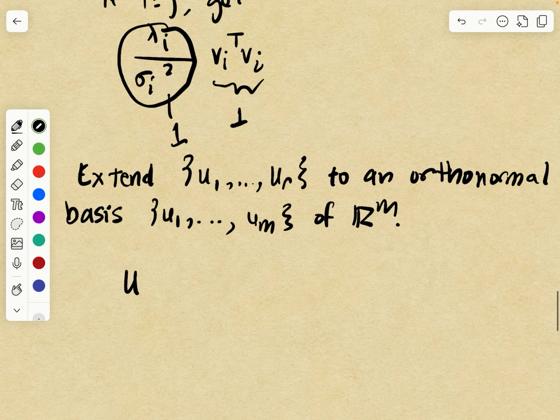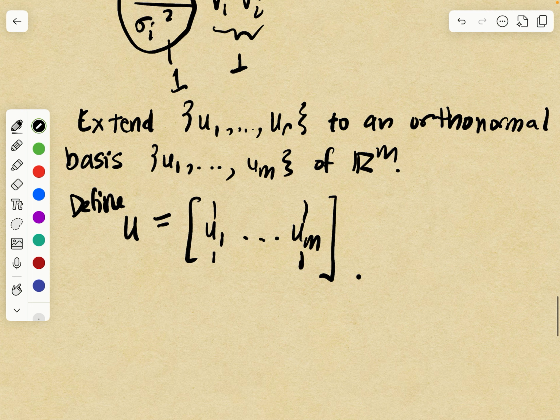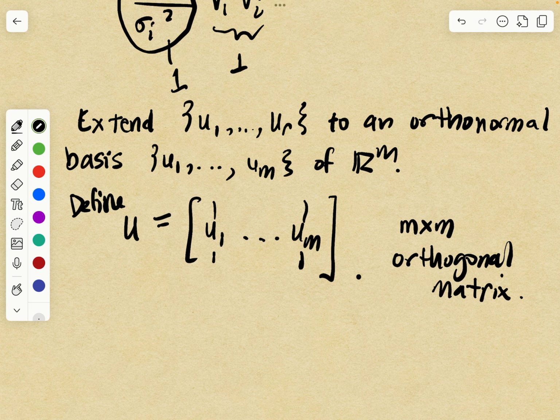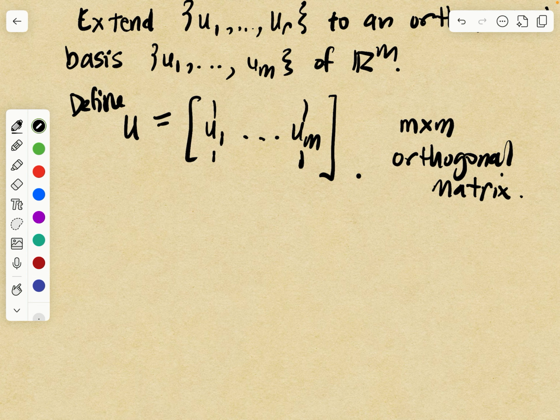Now you define the matrix U to be the matrix with columns U1 through UM. And notice that this is an m by m orthogonal matrix. So now we have our U, we have our sigma, and we have our V, which gives you the V transpose. Now we need to check that when you multiply them all, you actually get A.